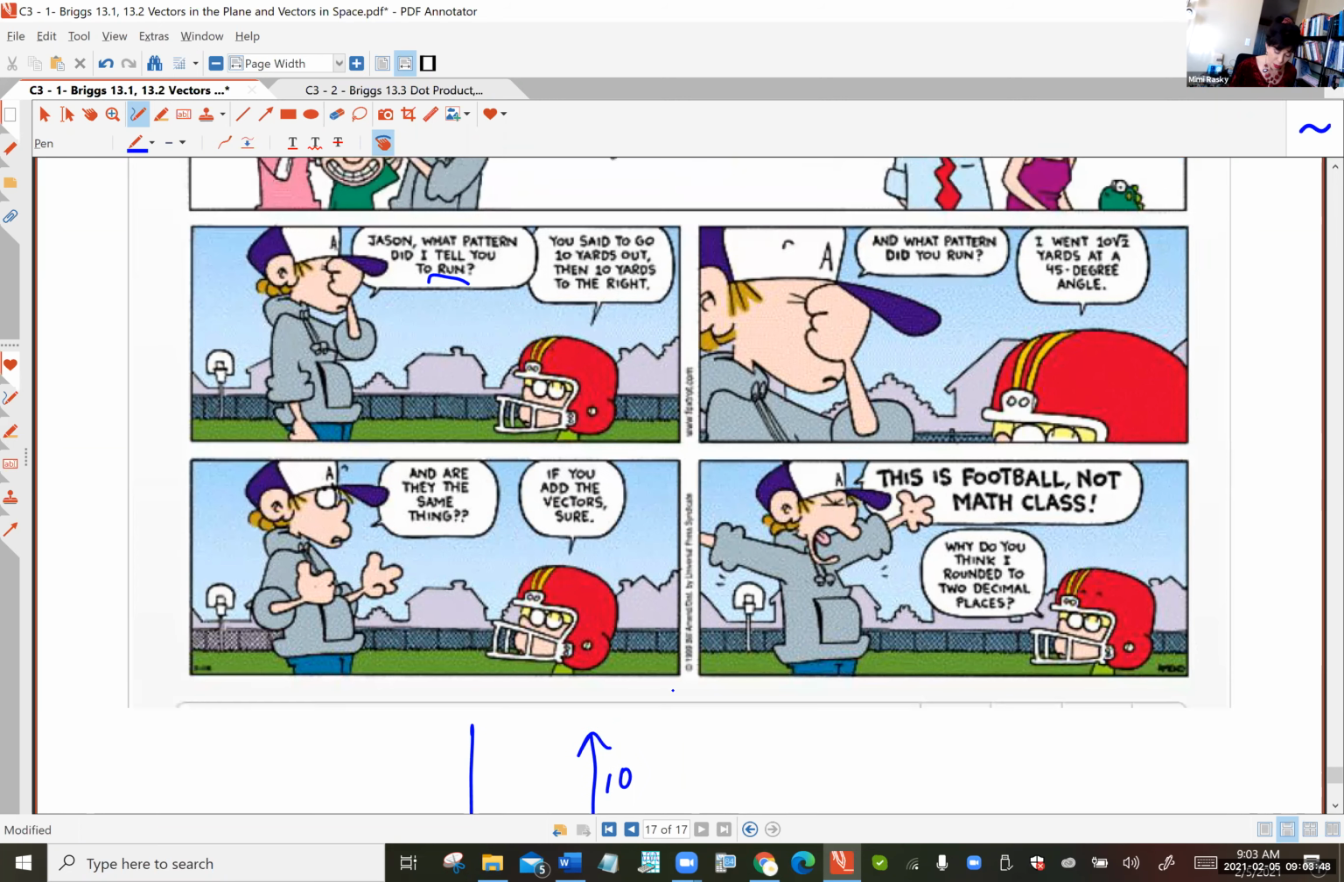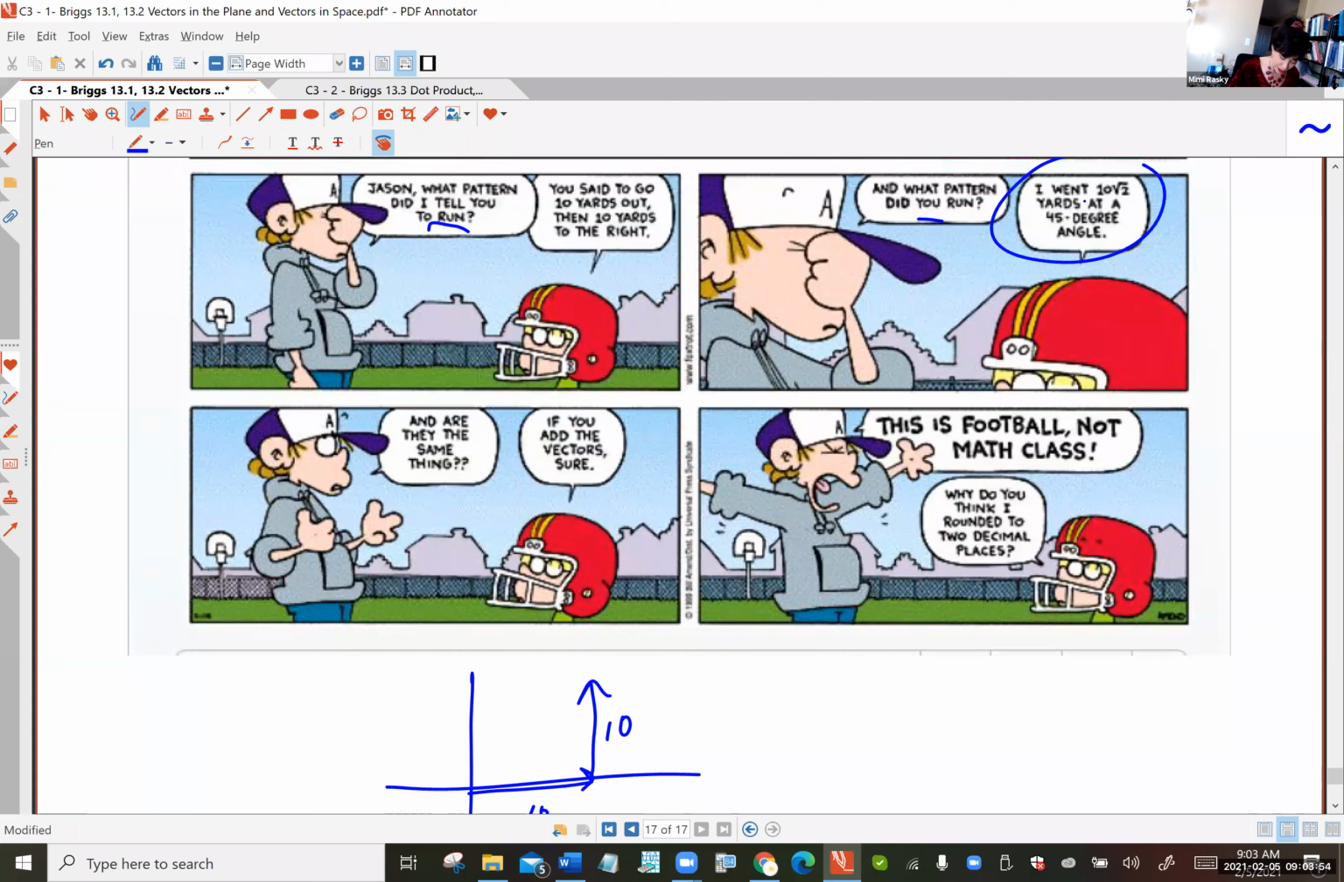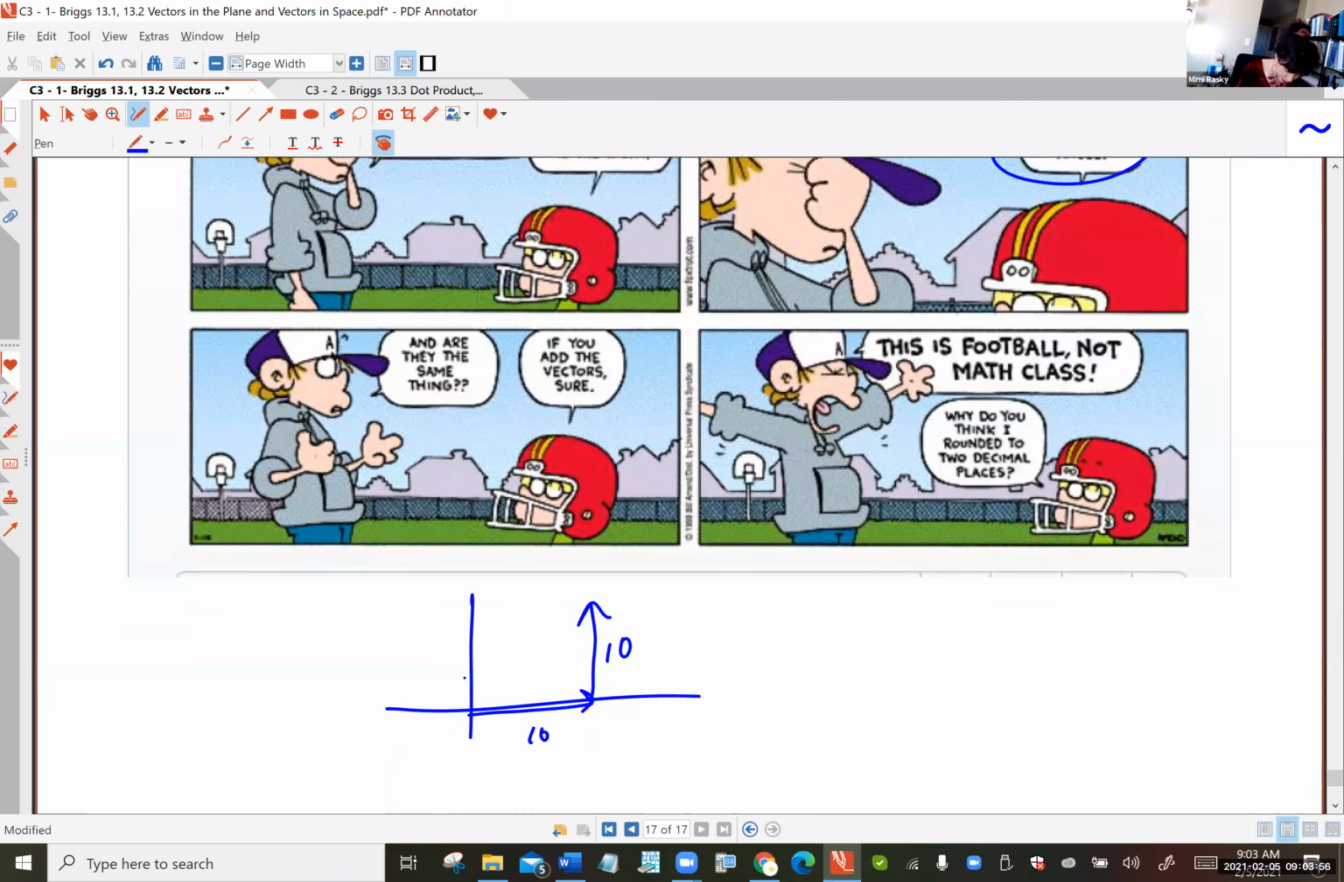And so what pattern did you run? He says, I went 10 square root of 2 yards at a 45-degree angle instead. So what did the younger nerdy kid brother do? He actually did this. He ended up at the same spot that the big brother wanted him to. The big brother says, are they the same thing? And the kid brother says, yeah, if you add the vectors, sure.